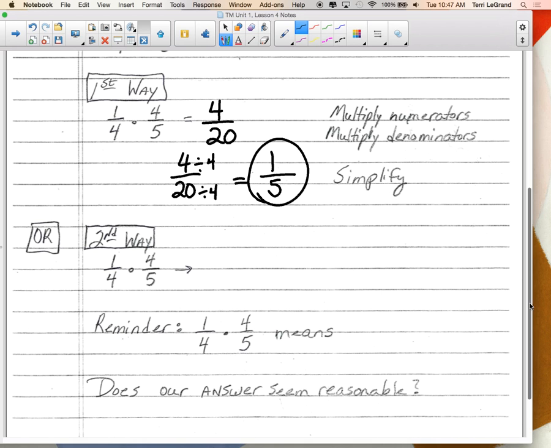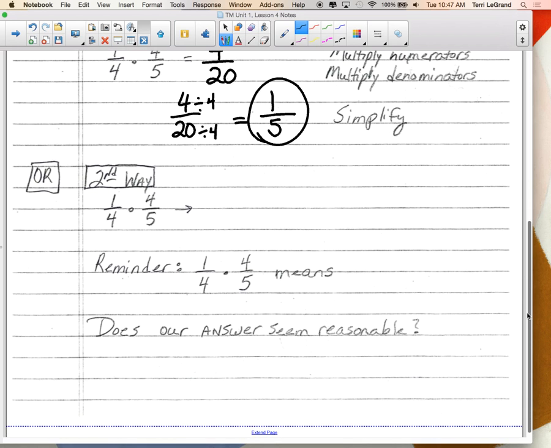The second way is simplify first and then multiply. So when we say simplify, I'm not talking about can 1/4 be simplified, because can 1/4 be simplified? No. How about 4/5? Can it be simplified? Is there something that goes into 4 that also goes into 5 that we'd be able to divide out and it would change its name? No. So we can't simplify the fractions 1/4 or 4/5, so that's not what I mean.